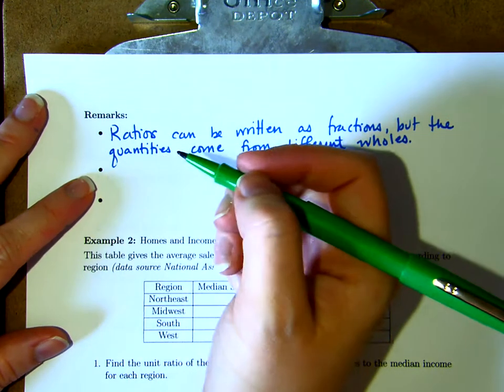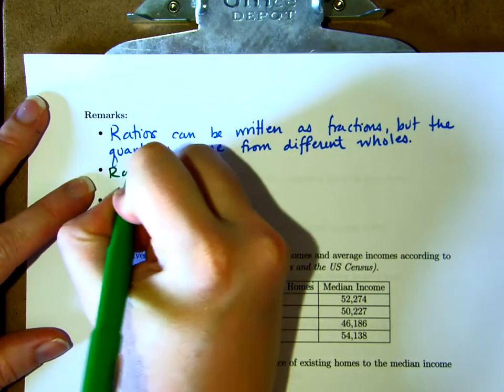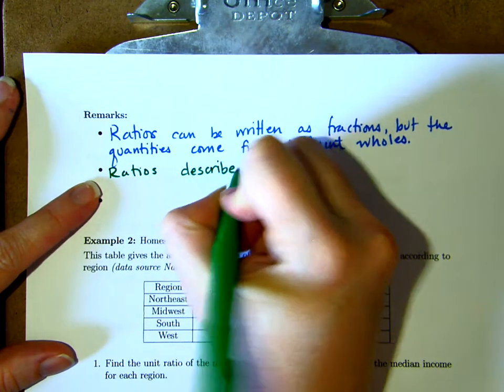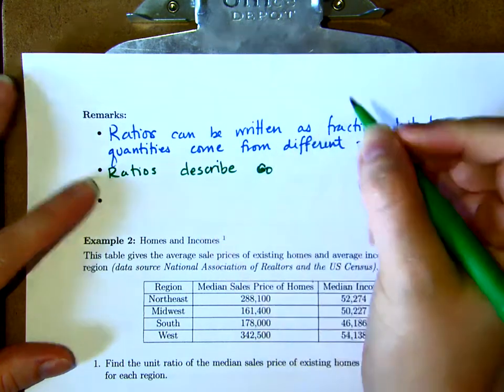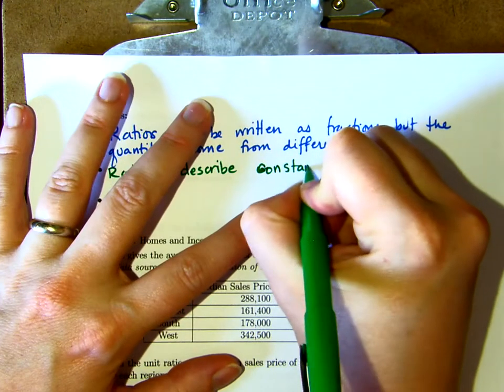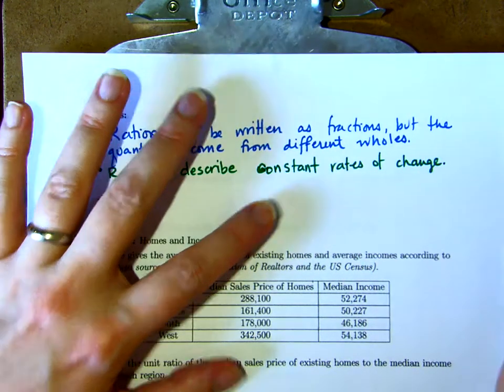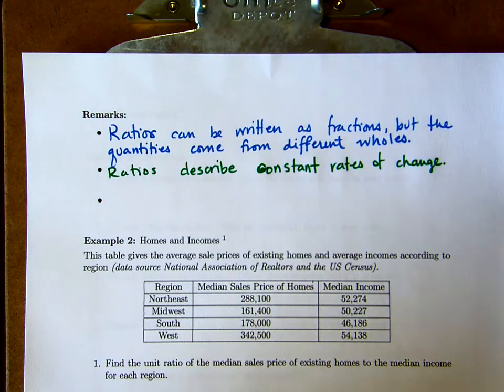Ratios are built to describe constant rates of change. So ratios describe constant rates of change. Got it. And that's why I kept hemming and hawing about the miles in 9 minutes. 1 mile in 9 minutes is equivalent to 2 miles in 18 minutes. Maybe, maybe not. I don't know if a runner would really do that.